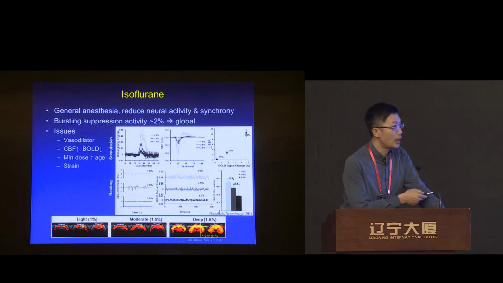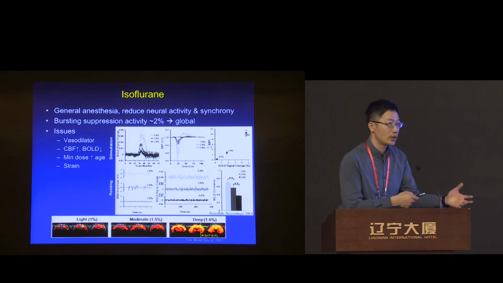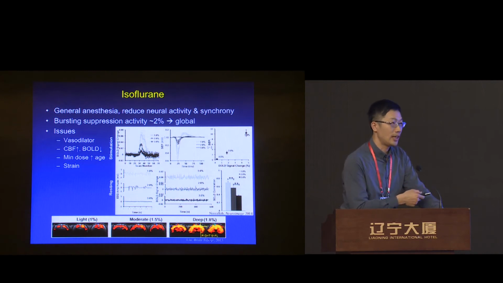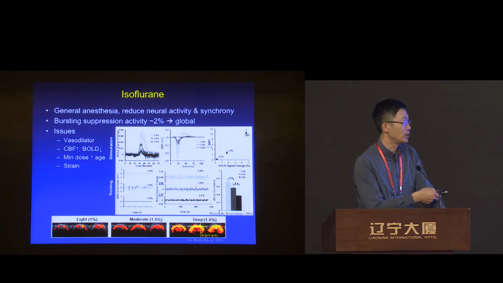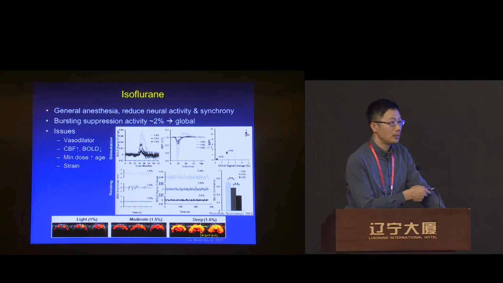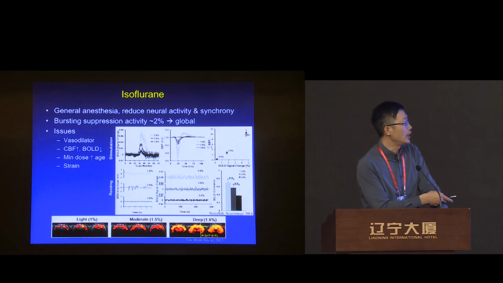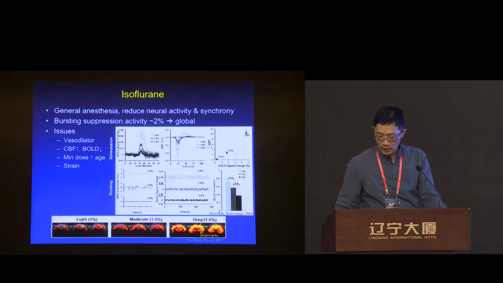Also, isoflurane has a vascular effect: it is a vasodilator that increases CBF, but we know that with increased blood flow, your BOLD response will reduce. That's why you usually get a much lower BOLD signal. The anesthesia effect is also age dependent, so at a younger age you would need to reduce your dose. And as we showed in the previous slide, it could also be strain dependent.